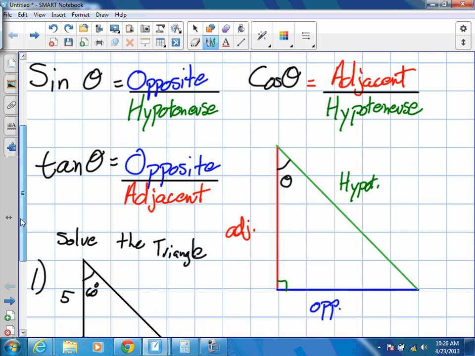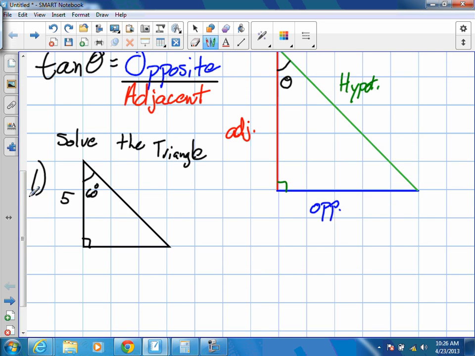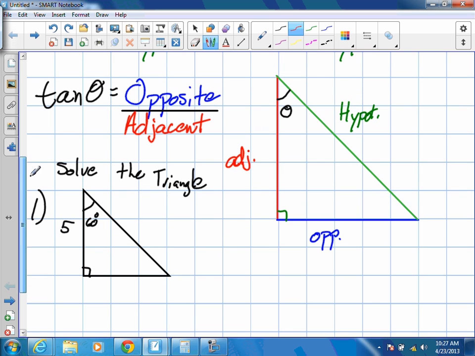And what we have to do is actually figure out how to use them properly. So we have a question here, and all they've given us is this side is 5, and this angle is 60. They want us to solve the entire triangle. So, in reference to this angle, we have an opposite, a hypotenuse, and an adjacent. Which side do we have a measurement of? Adjacent. So this is our adjacent side. Okay, so we have that angle.